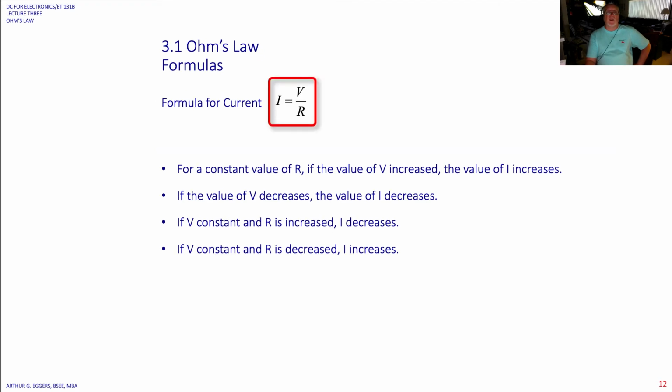So in our relationship, I is equal to V over R, for a constant value R, if the voltage V is increased, the value of I also increases. Why? Because they're both in the numerator. They're both proportional. If the value of V decreases, the value of I decreases. If the voltage is constant and the resistance is increased, the current decreases. If V is constant and the resistance is decreased, I increases.